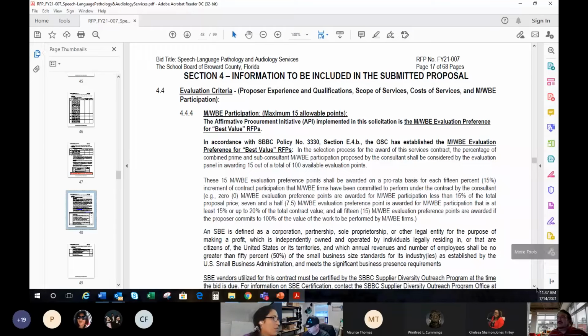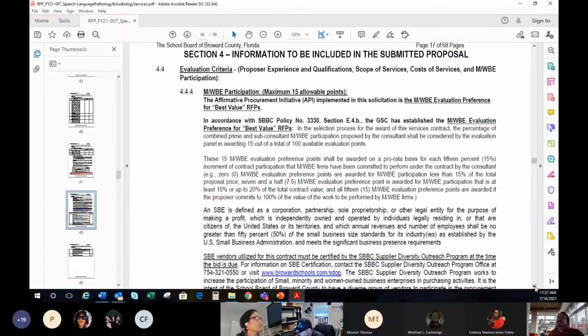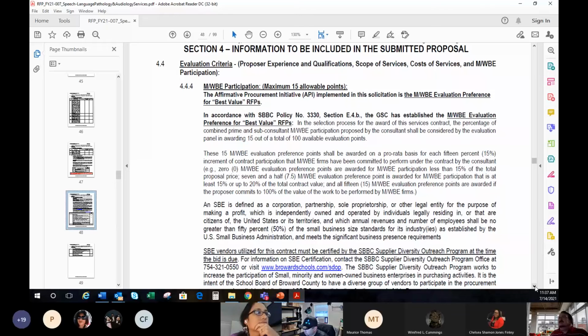Now, the next section depends on the participation that the EDDC will come up with based on an affirmative procurement initiative. We also call this an API. And they will come back to us, the purchasing agent, and say that we basically want to award this based on this policy number, section, and the GSC. I'm not sure what GSC means, but establish the MWBE evaluation preference for the best value RFPs.